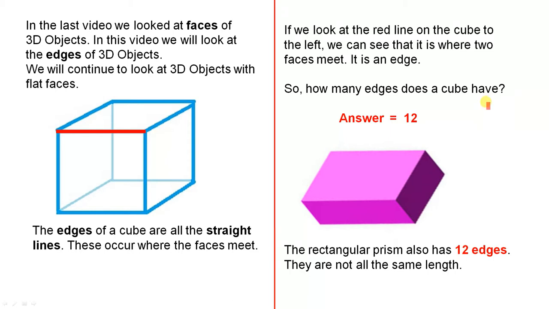So, how many edges does a cube have? The answer is 12. You've got 4 at the top, 4 at the bottom, and 4 on the sides, so there are 12 altogether. The rectangular prism also has 12 edges. They are not all the same length.